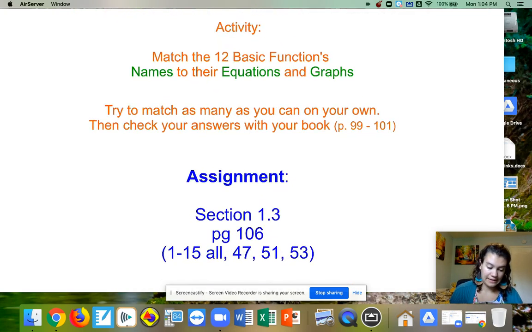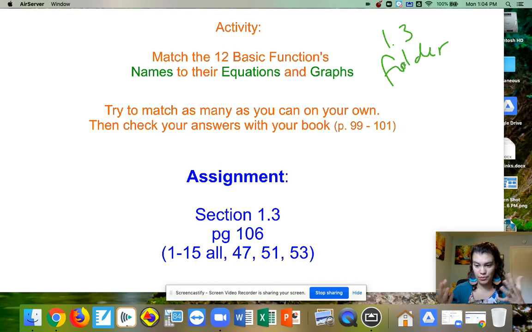So the activity again, this is in the 1.3 folder. You can do it there. That's just a matching. So if you have your iPad, you could bring them both down and copy and paste, like cut stuff out on Notability to get a whole nice organized sheet of what the 12 basic functions are. Otherwise, you can look in your textbook. It's just not laid out as nicely.